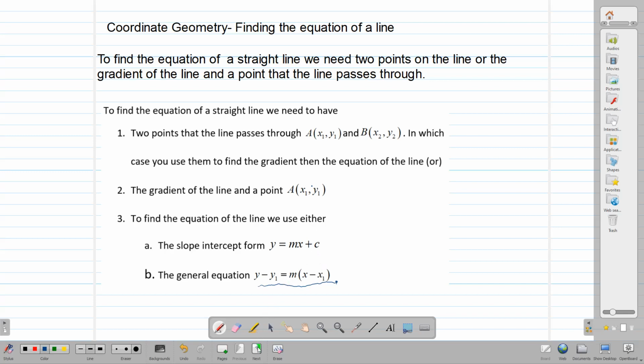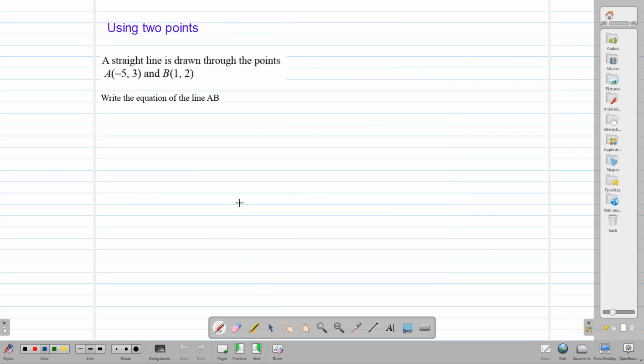So let's look at the first question that we have. This question says, they have 2 points. A straight line is drawn through the points A, which is (-5, 3), and B, (1, 2), and we are supposed to find the equation of the line. We do not have the gradient, so we need to find what the gradient is.